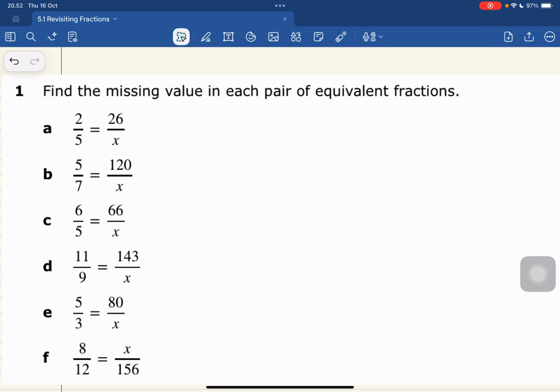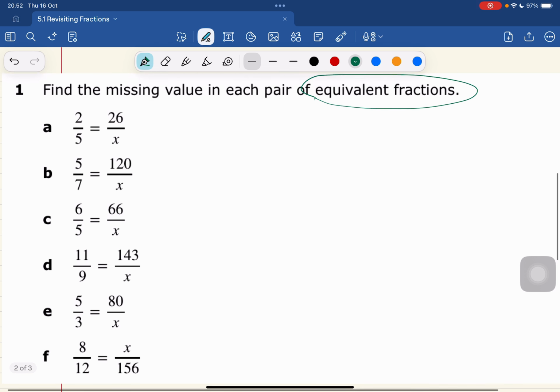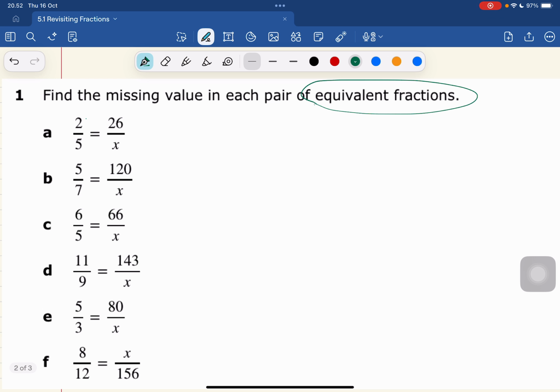Hi, in this video we are going to solve practice questions for revisiting fractions. So look at number 1. Find the missing value in each pair of equivalent fractions. Equivalent, so the values are equal.